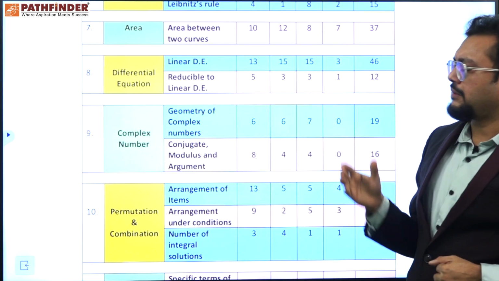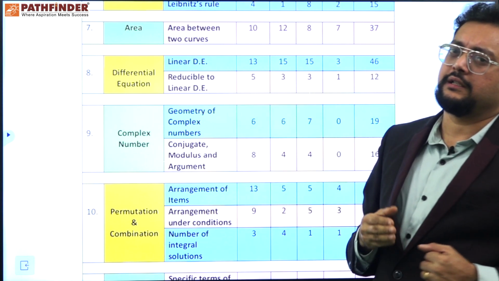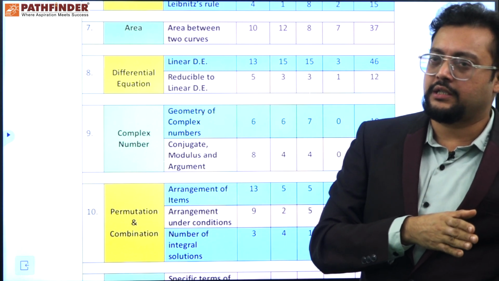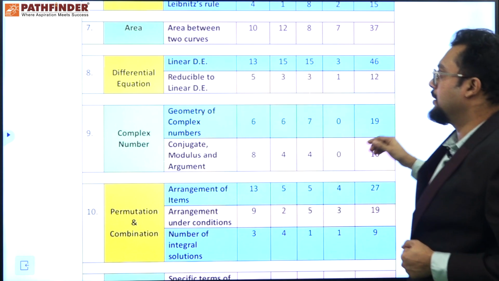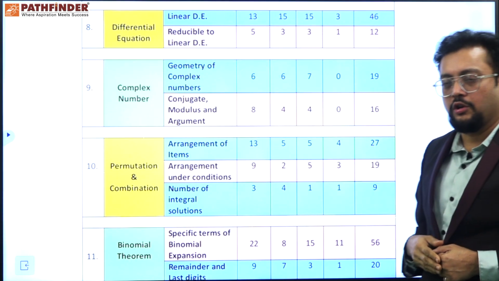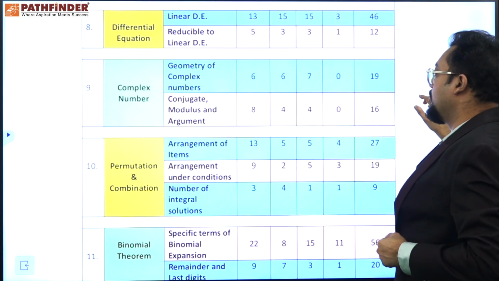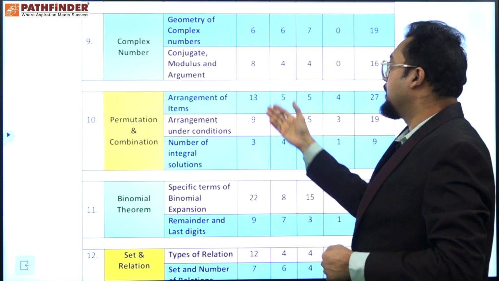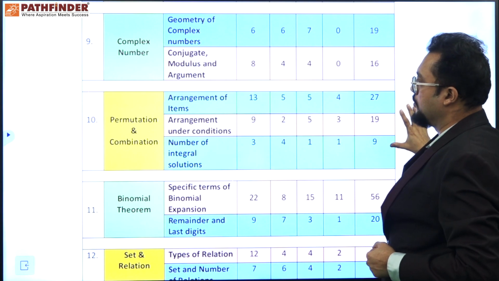In differential equation, a clear stress is seen towards linear differential equation and reducible to linear differential equation, because rather than homogeneous forms or any other form, variable separable form, mostly they rely on linear differential equation. Complex number, as you must be knowing, geometry of complex number forms a very important basis. There are 19 questions from there, and then conjugate, modulus and argument, that means the initial portion using the properties of conjugate and modulus, 16 questions have come through.